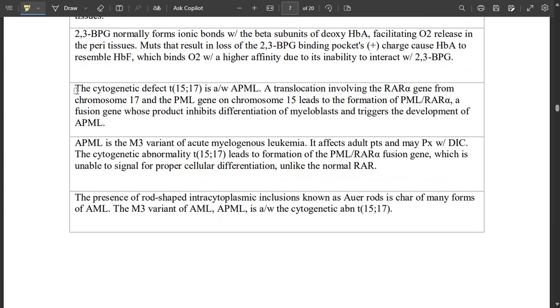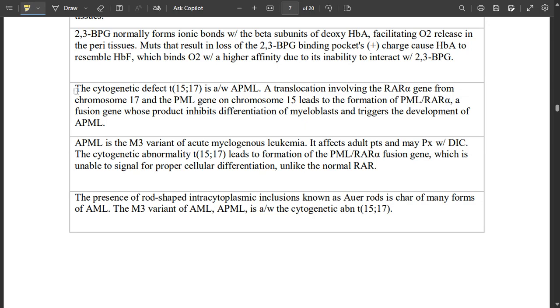The cytogenetic defect, translocation 15;17, is associated with acute promyelocytic leukemia. So acute promyelocytic leukemia, APML, has a common translocation 15;17. It is AML M3. It involves the RAR alpha gene, the retinoic acid receptor alpha gene, from chromosome 17, and the PML gene on chromosome 15.